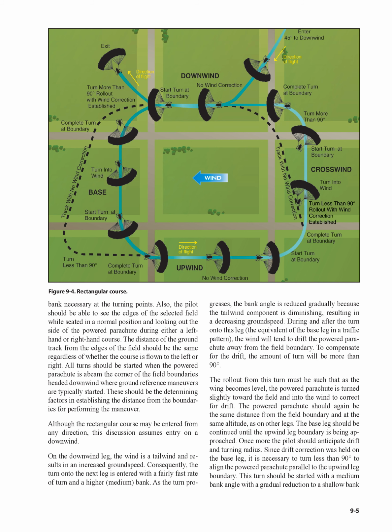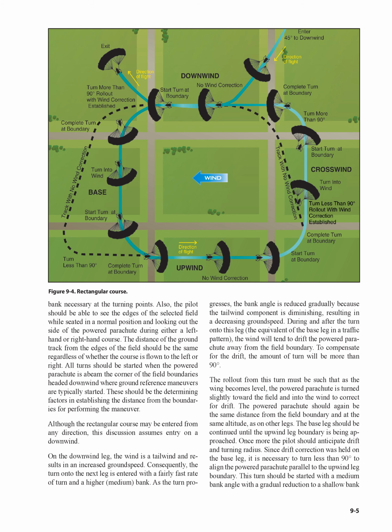On the downwind leg, the wind is a tailwind and results in an increased ground speed. Consequently, the turn onto the next leg is entered with a fairly fast rate of turn and a higher, medium bank. As the turn progresses, the bank angle is reduced gradually because the tailwind component is diminishing, resulting in a decreasing ground speed. During and after the turn onto this leg, the equivalent of the base leg in a traffic pattern, the wind will tend to drift the powered parachute away from the field boundary.